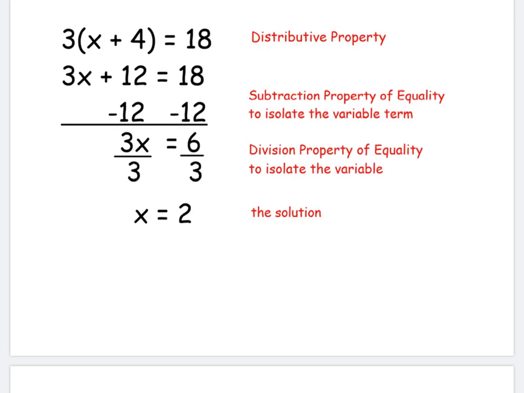The next thing that we did was we subtracted 12 from each side. So that, like previously, is the subtraction property of equality to isolate the variable. The next thing we did was divide both sides by 3, which is, again, similar to what we've done in past equations, so that justification is the division property of equality to isolate the variable. And then the x equals 2 is our solution.